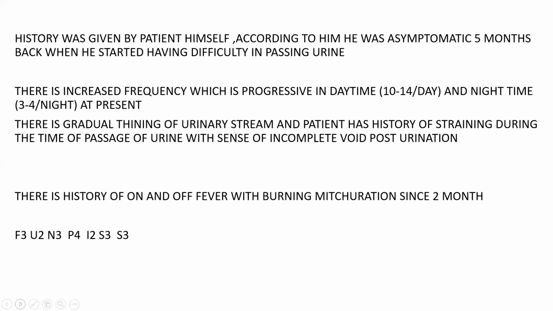The patient was asymptomatic 5 months back when he started developing difficulty in passing urine. There was increased frequency, which is progressive. In daytime, it is about 10 to 14 times a day, and nighttime it is 3 to 4 per night. At present, there is gradual thinning of the urinary stream, and the patient has a history of straining during passage of urine with a sense of incomplete void. There is a history of on and off fever with burning micturition since last 2 months. Fever is associated with chills. The IPSS score: frequency 3, urgency 2, nocturia 3, poor flow 4, intermittency 2, straining 3, and sense of incomplete void 3. The quality of life score is 2.